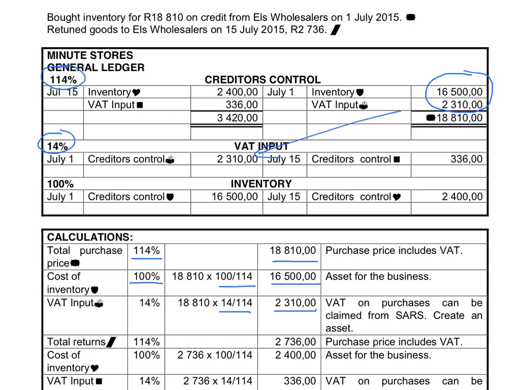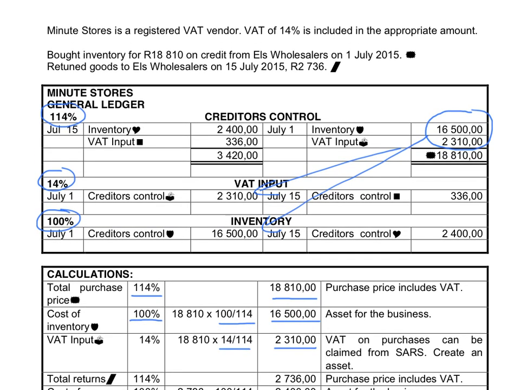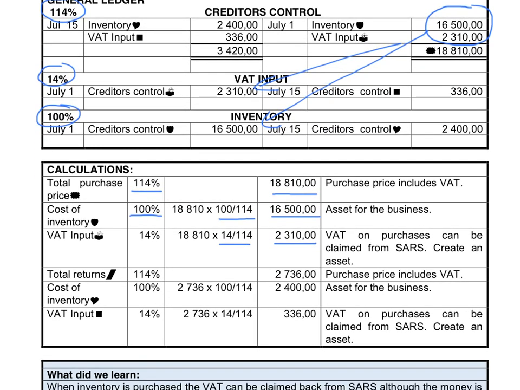Then the inventory will be debited with the 16,500 to increase the value of our asset with the 100% excluding the VAT. The second entry that we will record is when the goods are returned to ELS 2736. So first of all, again, we must calculate of that 2736 how much is the cost price and how much is the VAT.